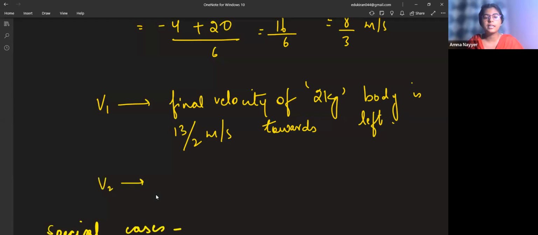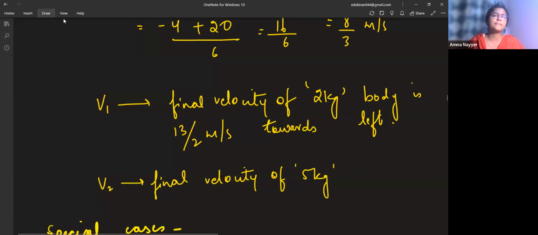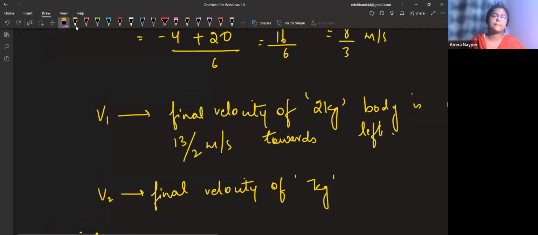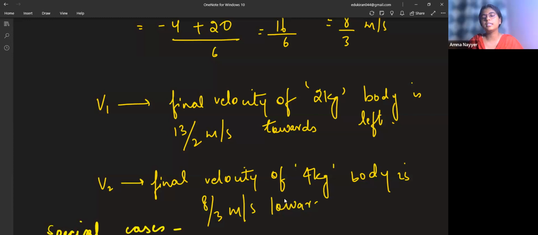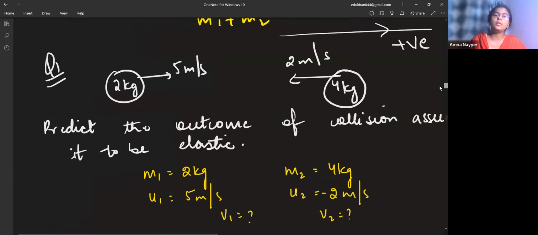V2, final velocity of 4 kg body is 8 by 3 meter per second towards right. Fine, this is how you have to complete the answer if such type of questions come. Note it down, then we'll see certain special cases which come separately in the exam from this part.